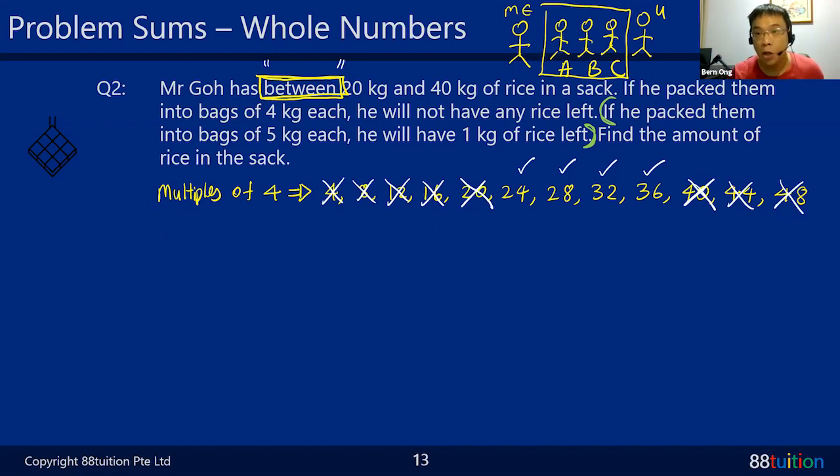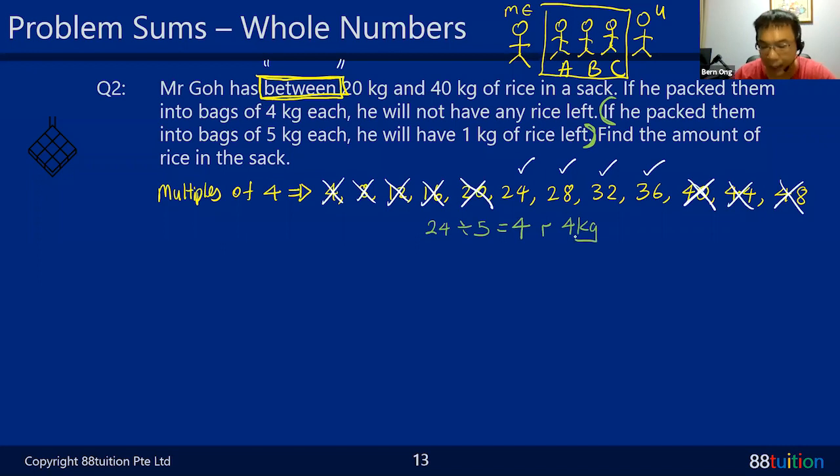Good job. So what do I do? I can actually do one method. If the answer is 24, I take 24 divided by 5. Because 1 packet must be 5 kg. 24 divided by 5, 5 times 4 is 20. So it's 4 remainder 4 kg.